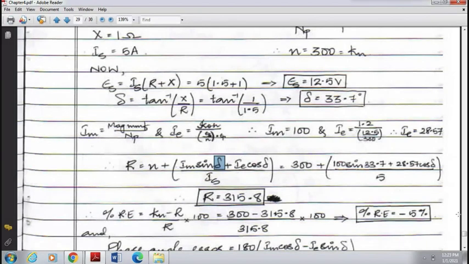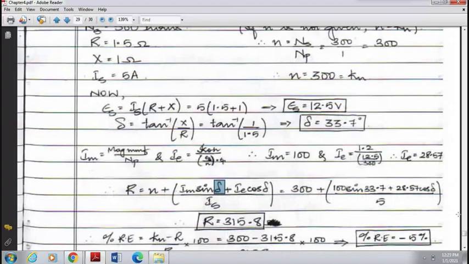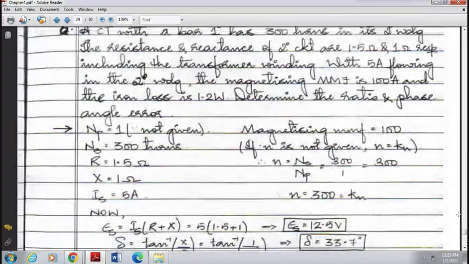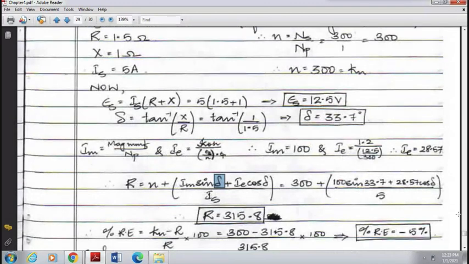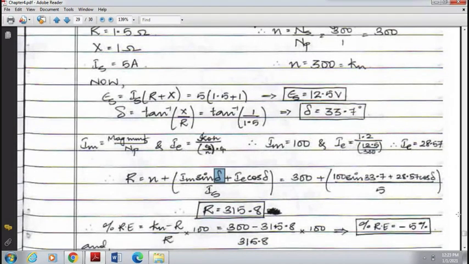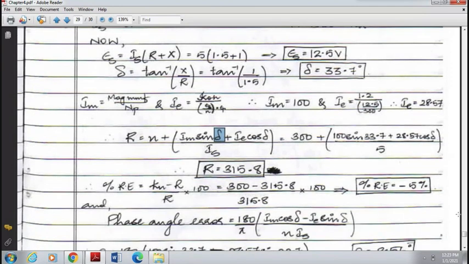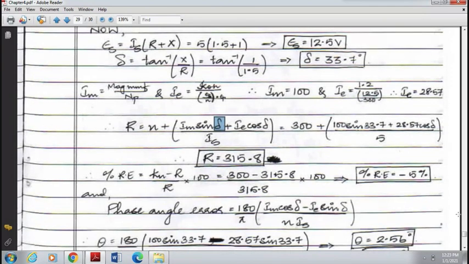After finding ratio error, you have to find out one more thing in the problem. He has asked you to find out the phase angle error also. So to find the phase angle error, the equation is 180 by pi into Im cos delta minus IE sin delta divided by n into Is. So here almost all the unknowns we have already found out. Im, IE ಎಲ್ಲ ಇಲ್ಲೇ ಕ್ಯಾಲ್ಕುಲೇಟ್ ಮಾಡ್ಕೊಂಡಿದೀವಿ. Just do the substitution part.